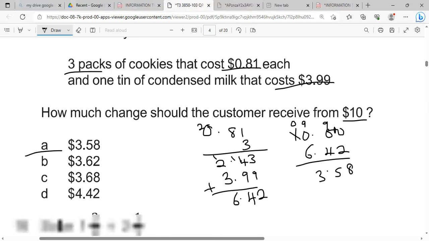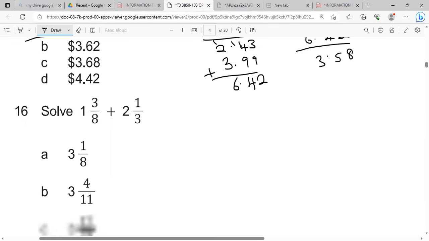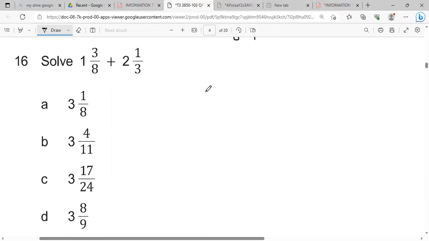All right, let's move to number 16. Fractions. It says solve 1 and 3/8 plus 2 and 1/3. I'm gonna do it the long way. So 8 times 1 is 8 and 3 is 11 over 8. 3 times 2 is 6 and 1 is 7 over 3.